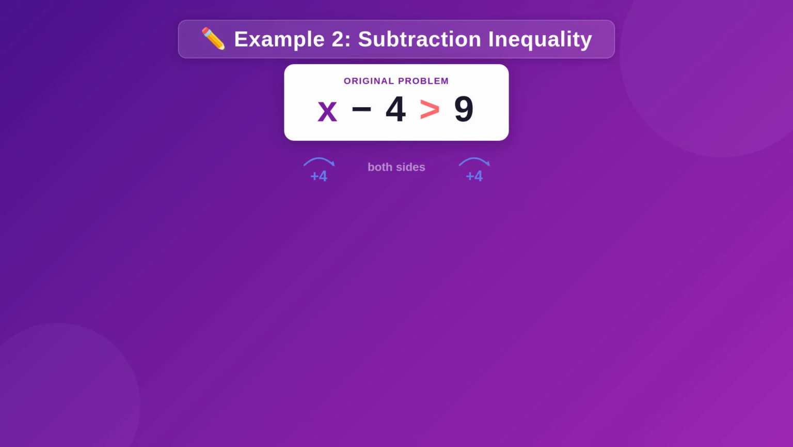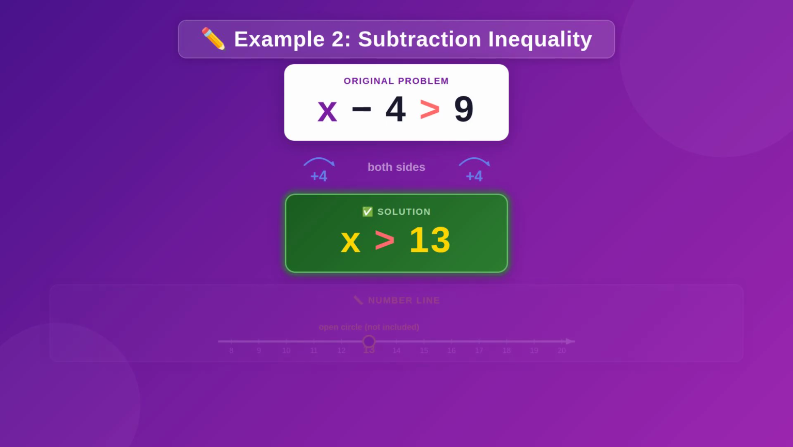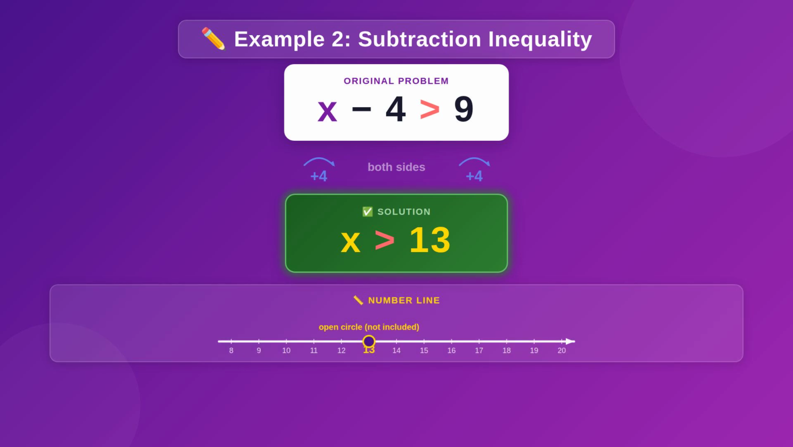We have x minus 4 is greater than 9. To get x alone, we add 4 to both sides, the opposite of subtraction. On the left, x minus 4 plus 4 leaves just x.